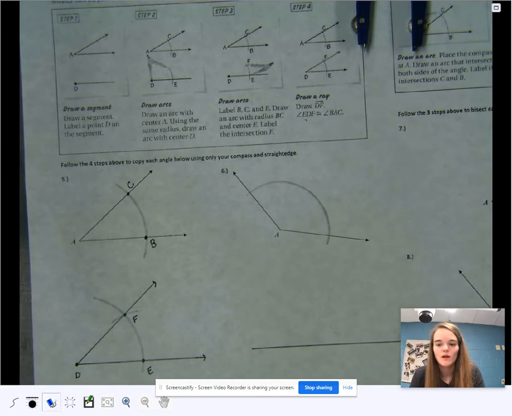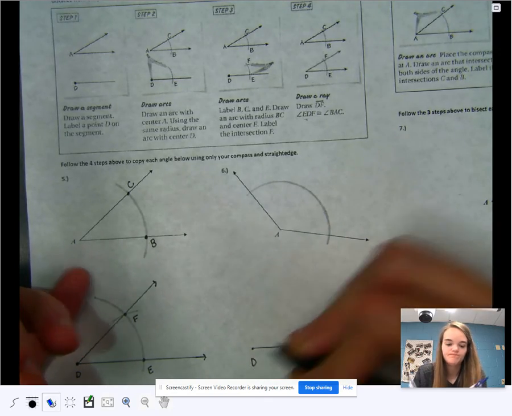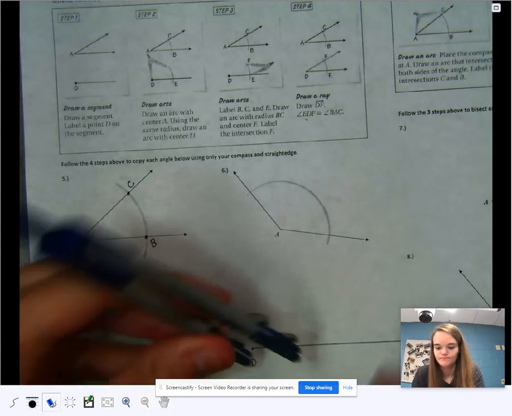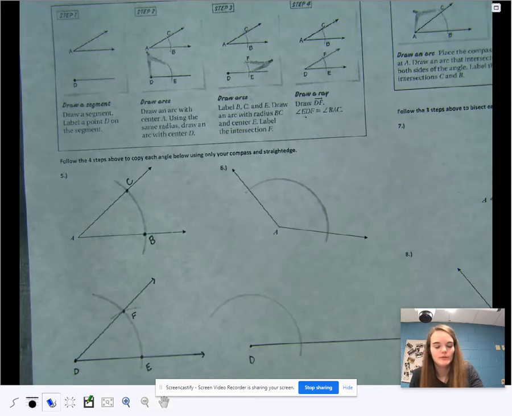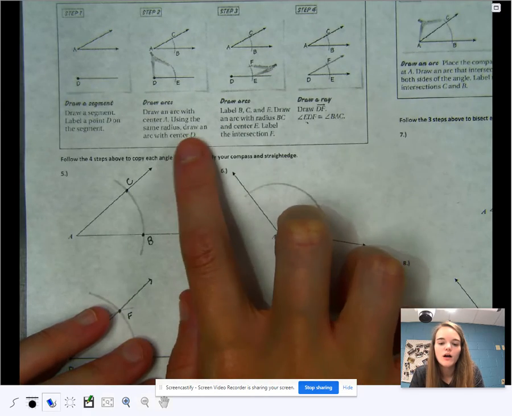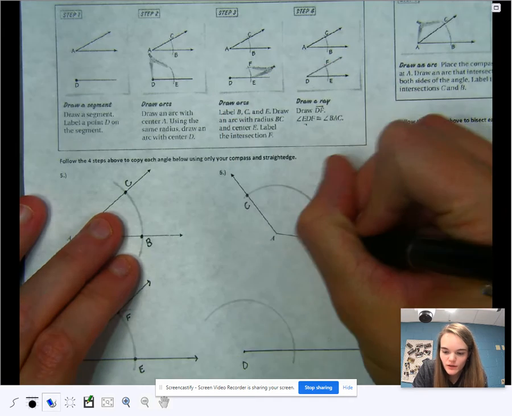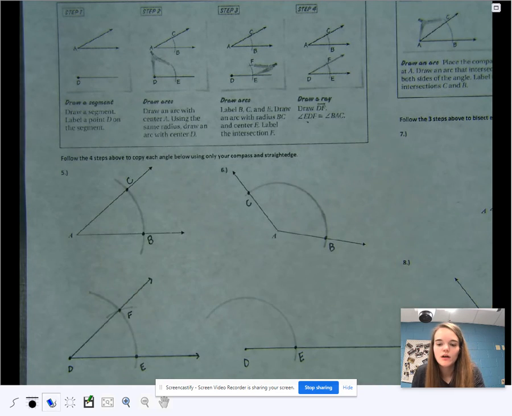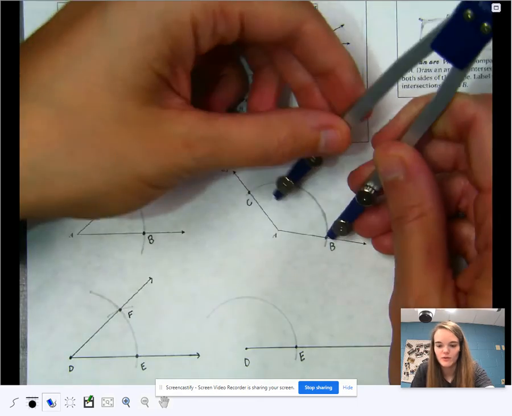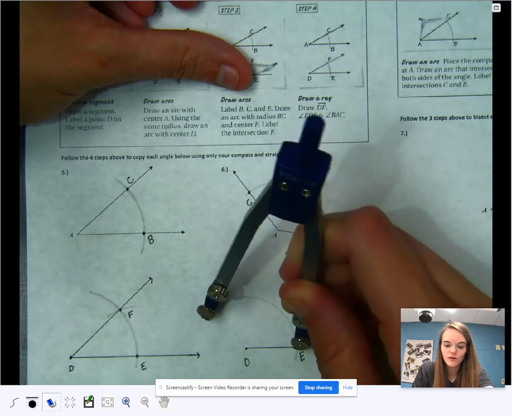Okay. Now you do the same thing. This is D. Down here. Looks like it's an obtuse angle, so I probably need to go out a little bit. Okay. Label C, B, E. Great. Now I need to measure from B to C with my compass. Pick it up. Make an arc.